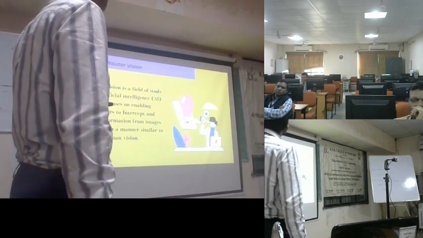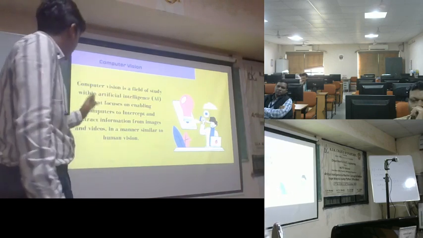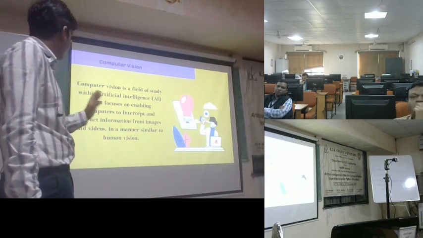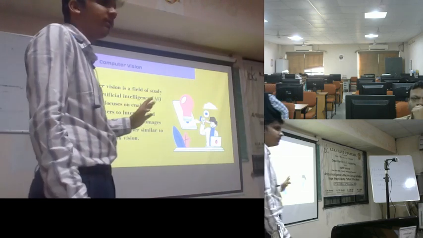So there is a definition: computer vision is a field of study within artificial intelligence that focuses on enabling computers to interpret and extract information from images and videos in a manner similar to human vision.